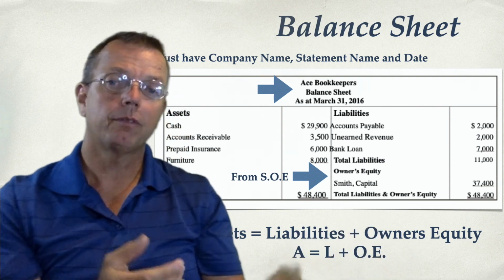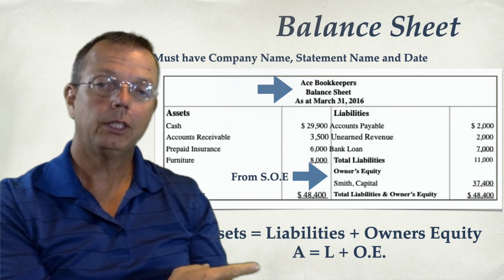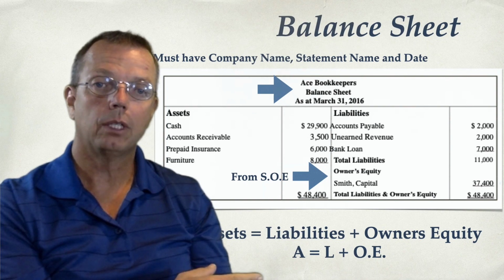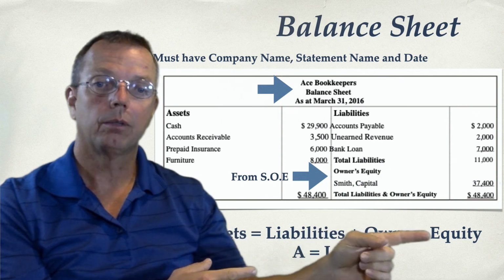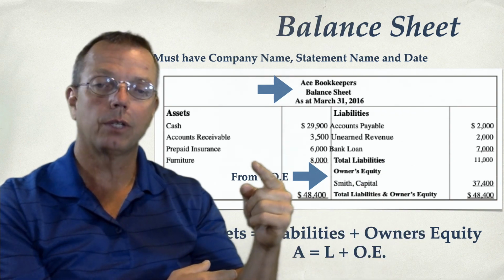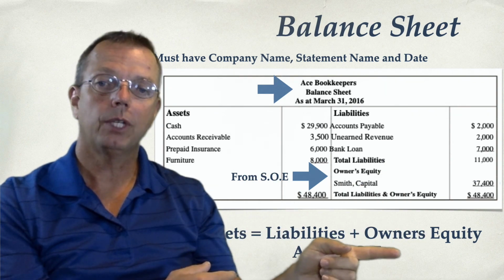So when we look at the formula, on a balance sheet, assets equals liabilities plus owner's equity. That will give you how much your assets are. All right. And where do we get the owner's equity? That's right.